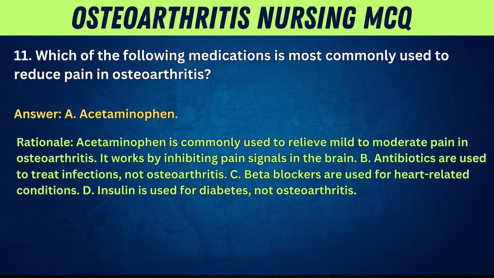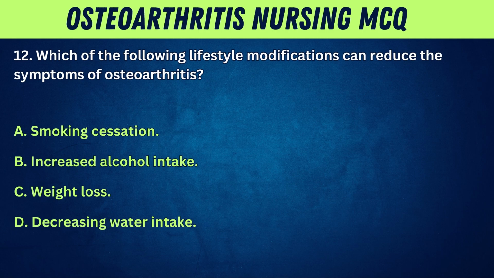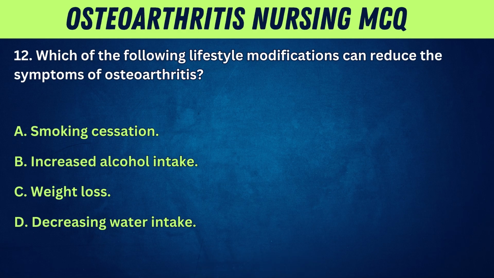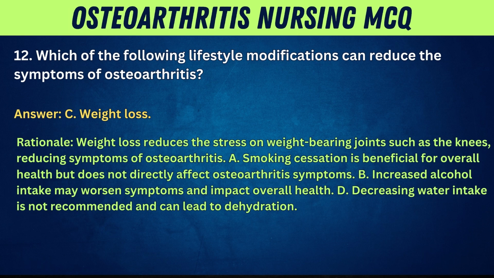12. Which of the following lifestyle modifications can reduce the symptoms of osteoarthritis? A. Smoking cessation. B. Increased alcohol intake. C. Weight loss. D. Decreasing water intake. Answer: C. Weight loss. Rationale: weight loss reduces the stress on weight-bearing joints such as the knees, reducing symptoms of osteoarthritis.